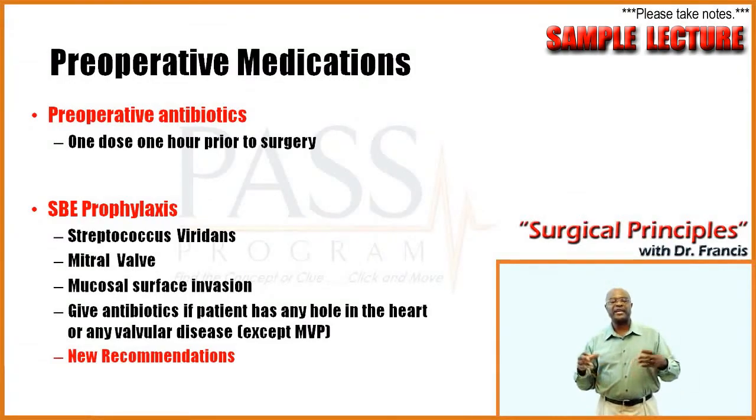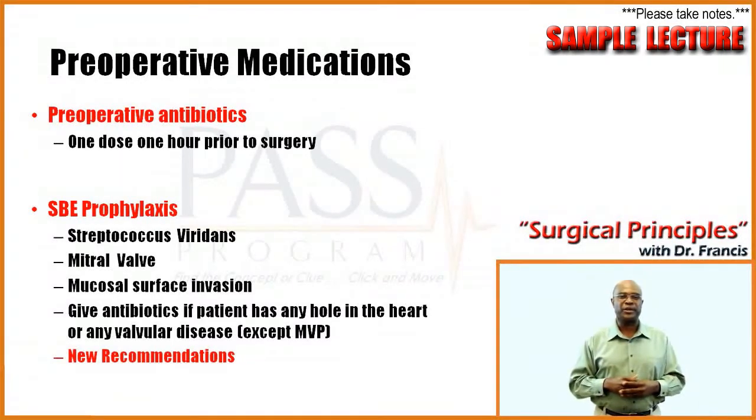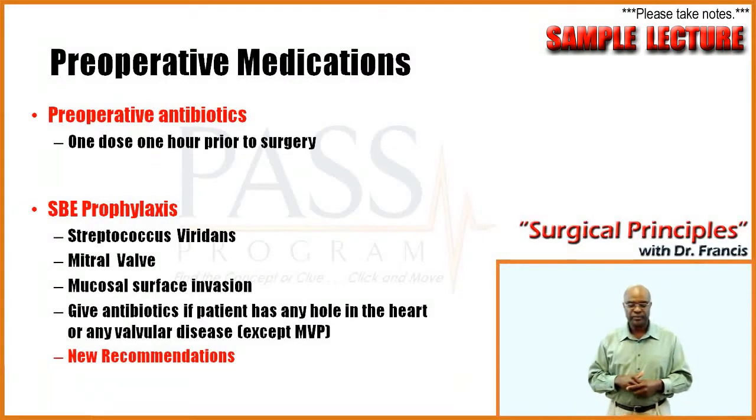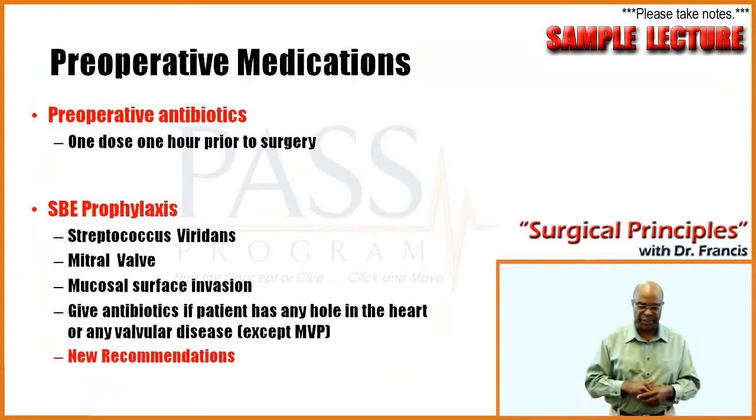Next category is the SBE prophylaxis, subacute bacterial endocarditis prophylaxis. Subacute bacterial endocarditis, if you remember our discussion on that, is caused by Streptococcus viridans. And you run into that whenever you invade mucosal surfaces, so GI, GU, and respiratory tract. Mitral valve is the most common valve involved in SBE.